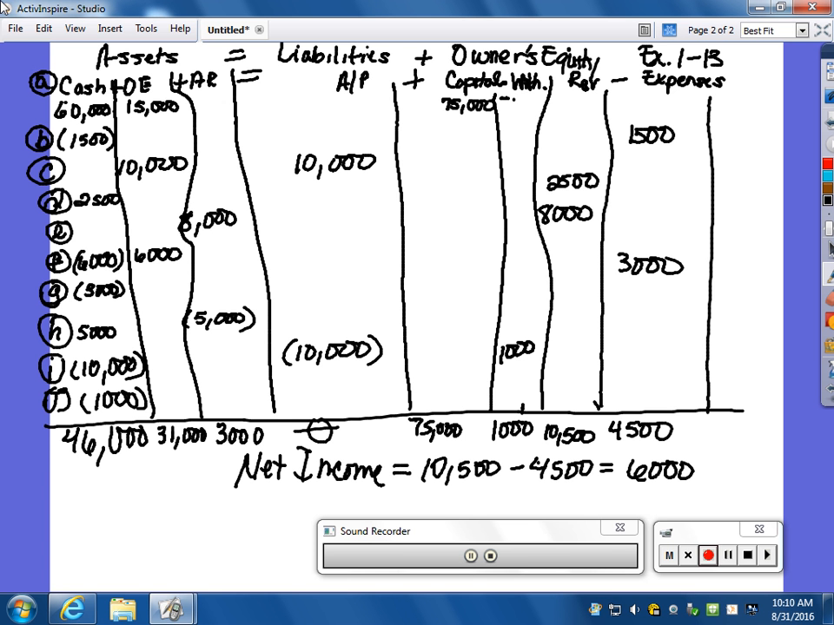Page 38. Ebony Ernst organized Ernst Consulting on October 3rd. The owner contributed $84,000 in assets to launch the business. On October 31st, the company's records show the following items and amounts. Use this information to prepare an October income statement for the business. Now, what goes on the income statement? What did you just tell me?